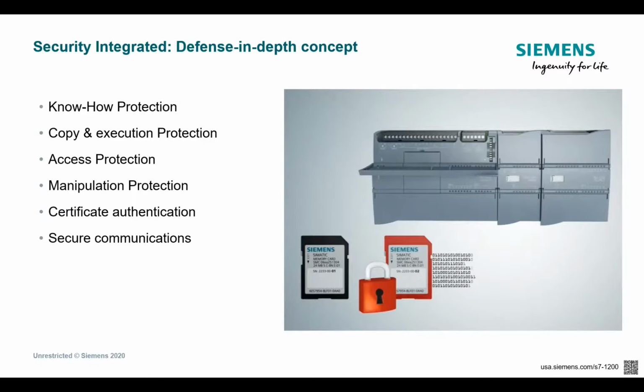And then we get into certificate authentication, secure communications. There's a lot of options, especially with the latest firmware of the processor. So keep that in mind as you're evaluating different options. That security is paramount these days. And just know that we've got a lot of options to secure both your company's intellectual property and your company's equipment.